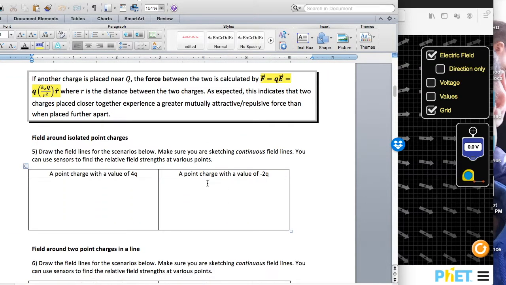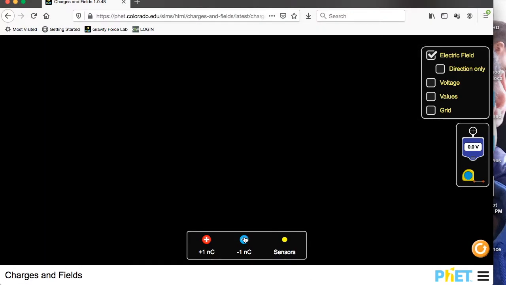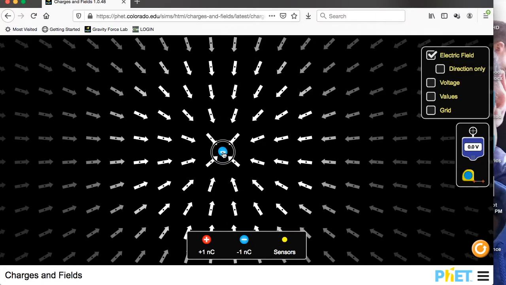Next, a point charge with negative 2Q. Okay, so negative 2 nanocoulombs. Oh, I turned the grid off. Guess we don't have to have the grid on this. Put them in the middle there. So it's not going to be as strong. The field is weaker. It's half as many field lines as I had before.